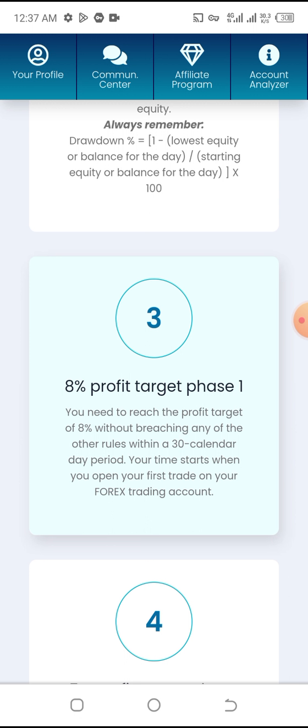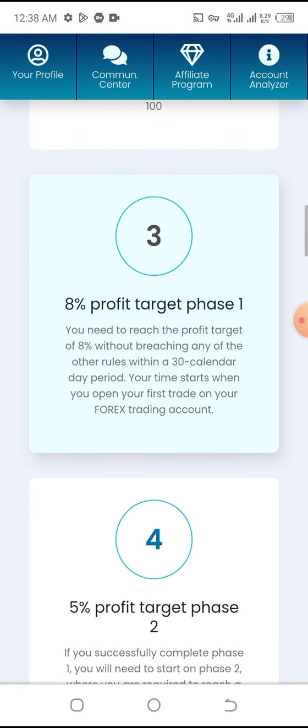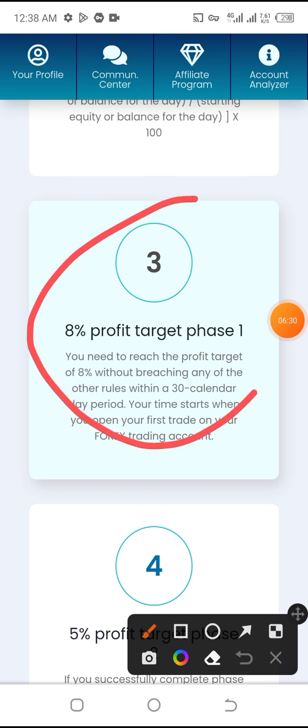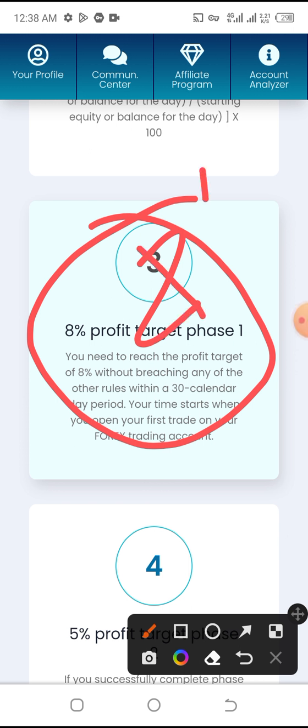Now let's go to the target. In evaluation, there is what we call phase 1 and phase 2. Now I'm going to talk of phase 1. In phase 1, they give you one full month, okay? And they want you to make only 8%. The target is 8%. One full month and they only need you to make 8%. Just think about that.